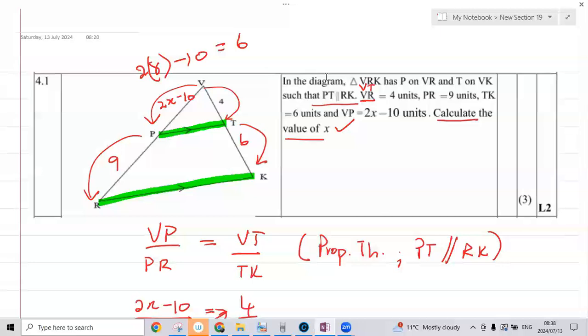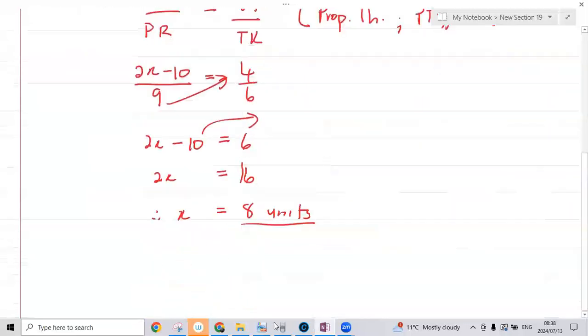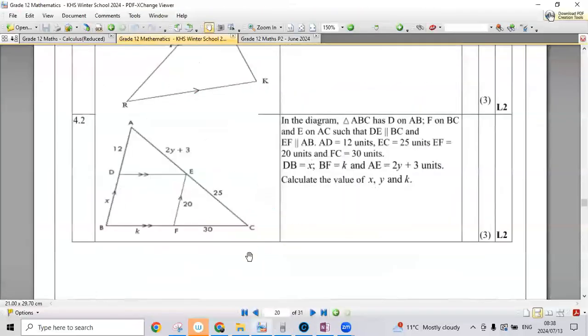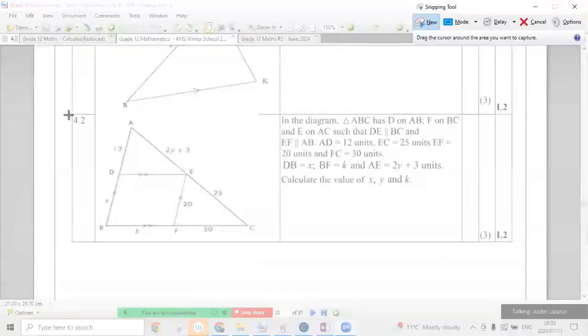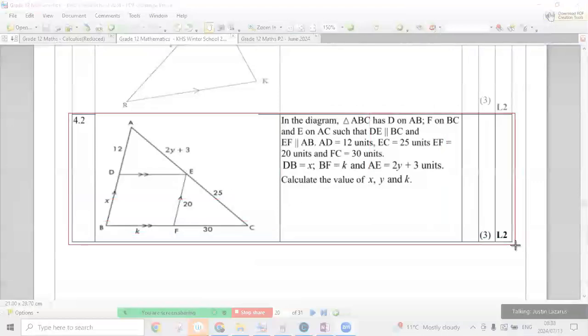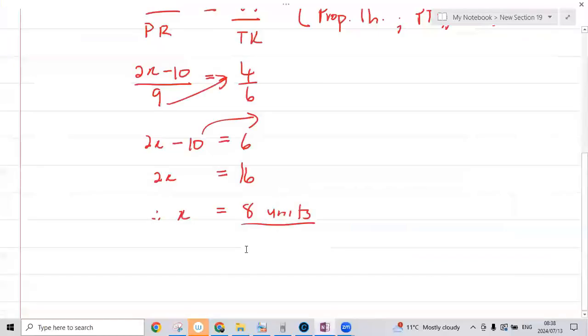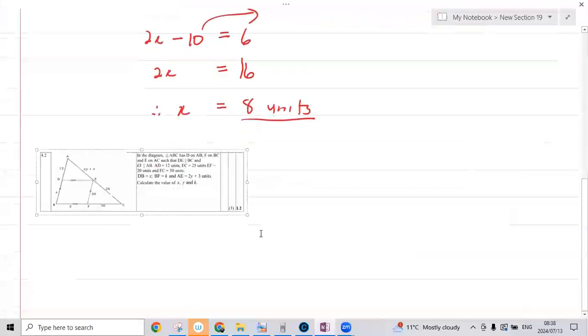Now let's look at our next question. In the next question now, I'm going to be looking at 4.2 once again, and then I'm going to be moving on. We've covered what the proportionality theorem is all about, and we've also done the application of it. Please just read from your textbook and from these notes that I'm giving you.